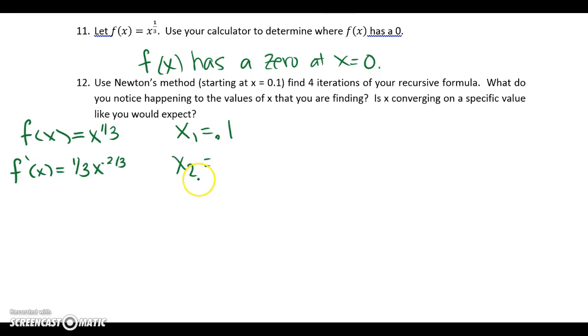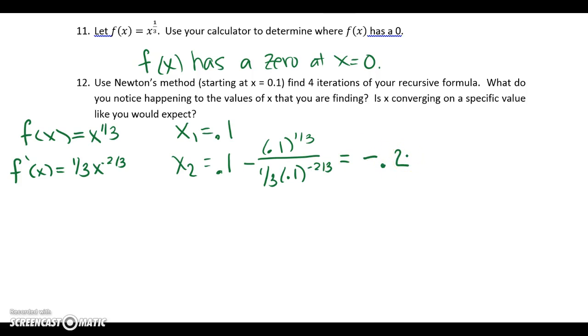x2 can be found by plugging into Newton's method formula, which would give us x equal to 0.1 minus f of x, or 0.1 raised to the 1/3, divided by 1/3 times 0.1 to the negative 2/3. And this ends up giving us a solution of negative 0.2.